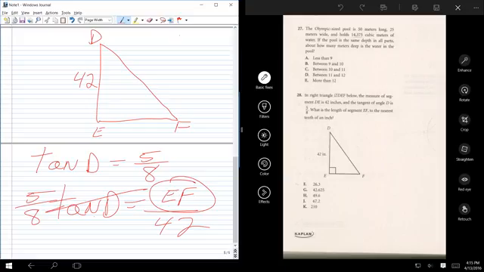Again, look at your answers. Don't need a calculator. Yeah, it would just be 26. Has to be. And that makes sense. 5/8 of 42 is about 26.